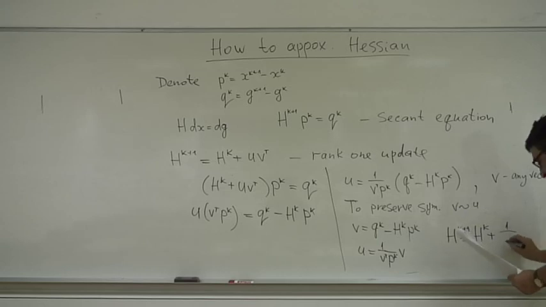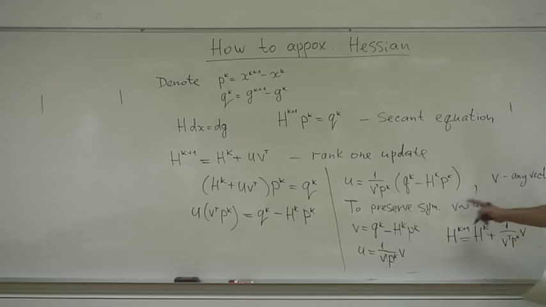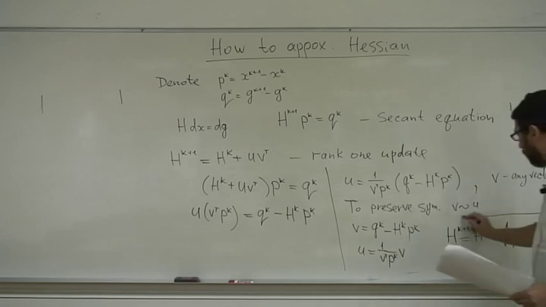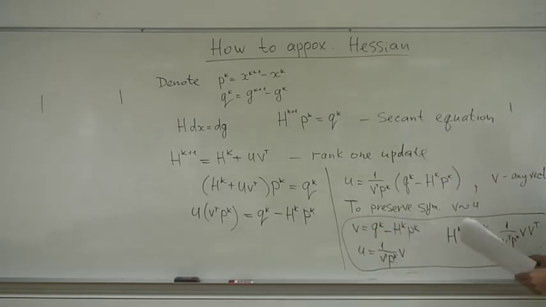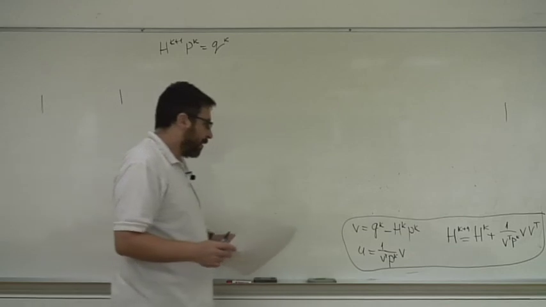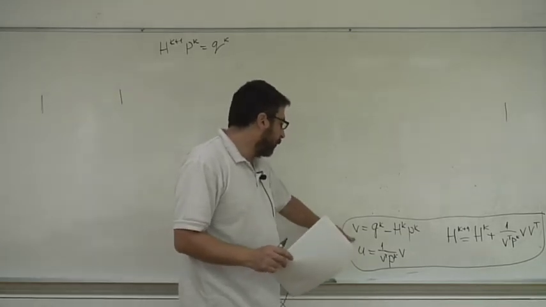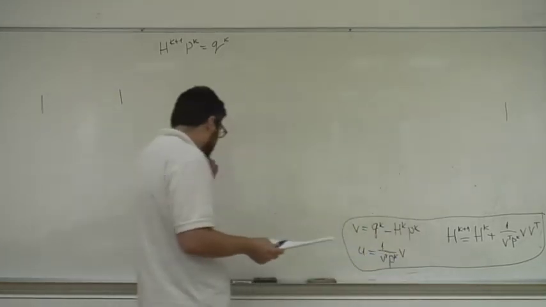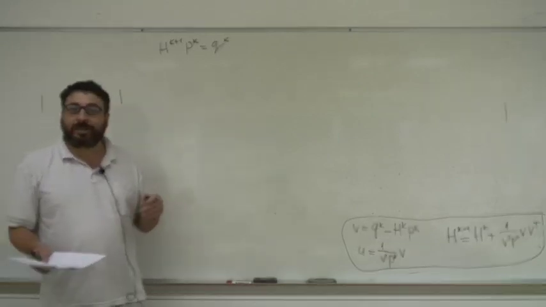1 over V transpose PK V, its expression for U, and multiplied by V transpose. So here is all what we need for our update: V, U, and update of H. So we had this formula for Hessian update, but actually we are interested in inverse Hessian.